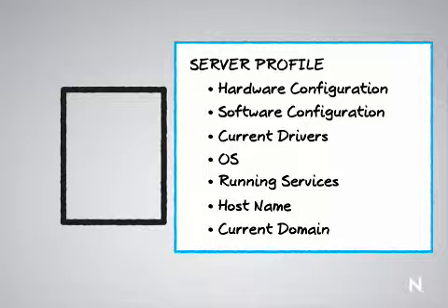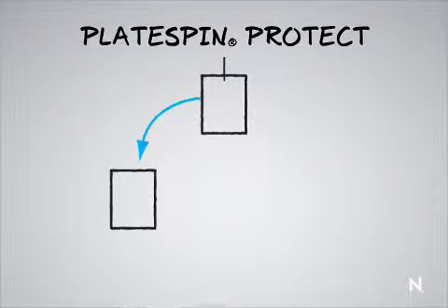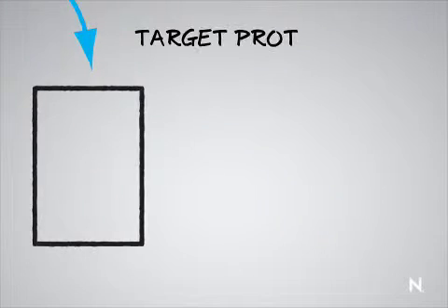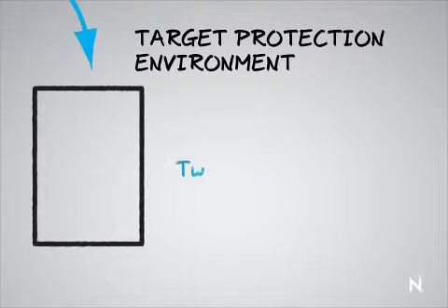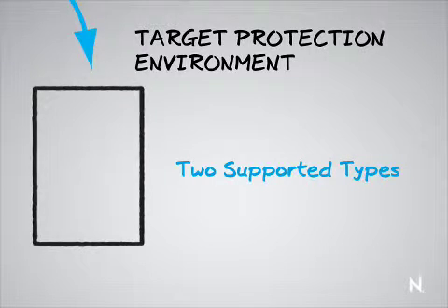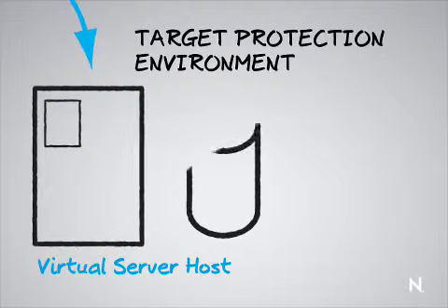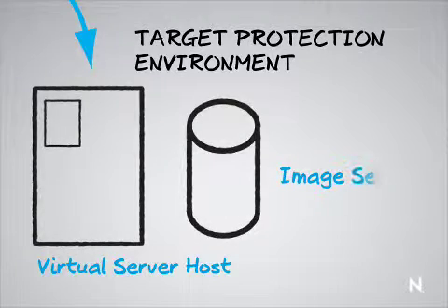Once you've pointed the PlateSpin product at the machine or machines that you want to protect, point PlateSpin Protect at the target protection environment. Now PlateSpin Protect supports two different target protection environments. One of them can be a virtual server host, much like we looked at in migration before. And PlateSpin Protect can also leverage workload portability to protect to an image server.